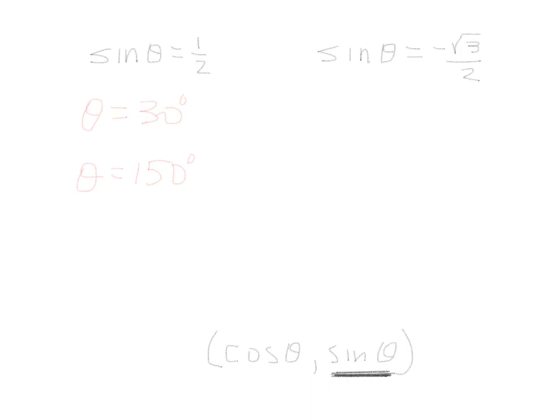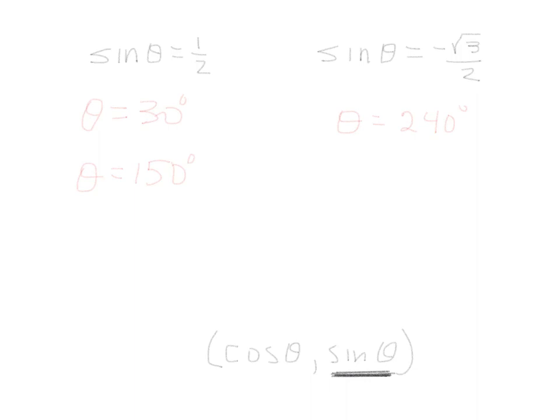Let's do another problem. Let's start again. We are looking for sine, so we are using our y-coordinates. So we're just looking at our ordered pairs around the unit circle. Where do you find the y-coordinate to be negative square root 3 over 2? The first one that you come to, as you come all the way around, and we are using degrees today, would be at 240 degrees.